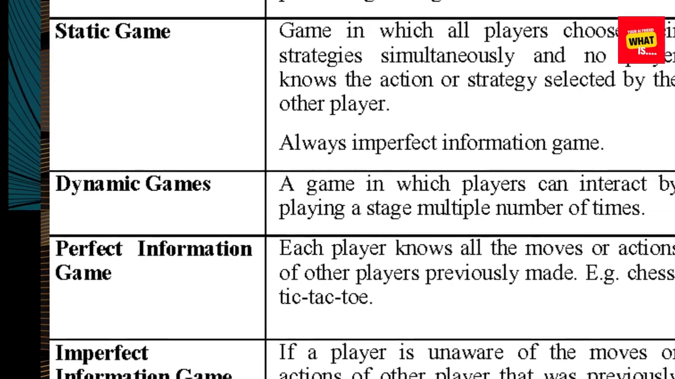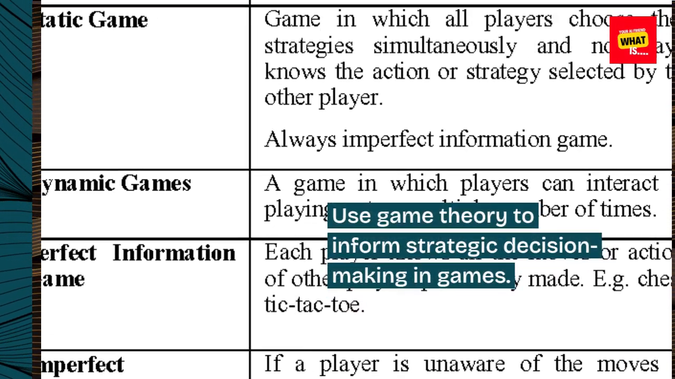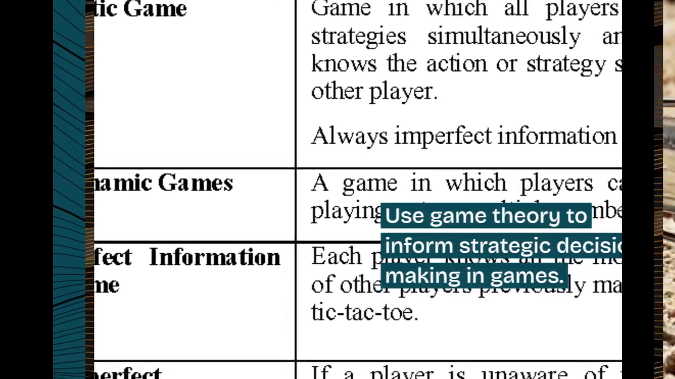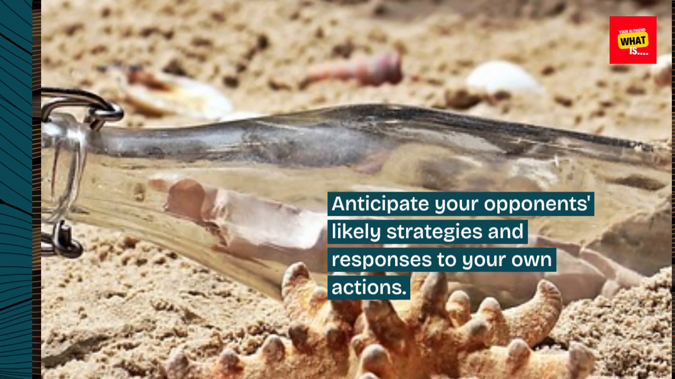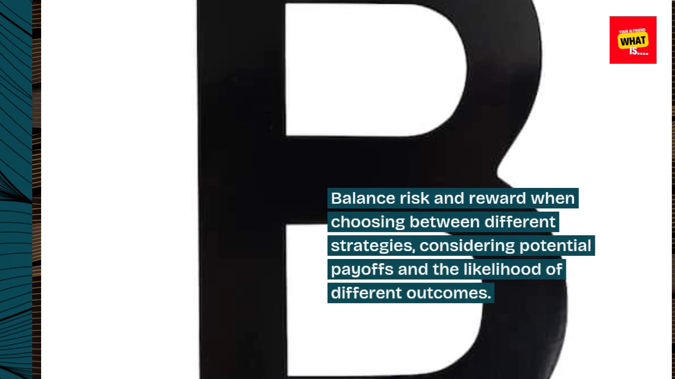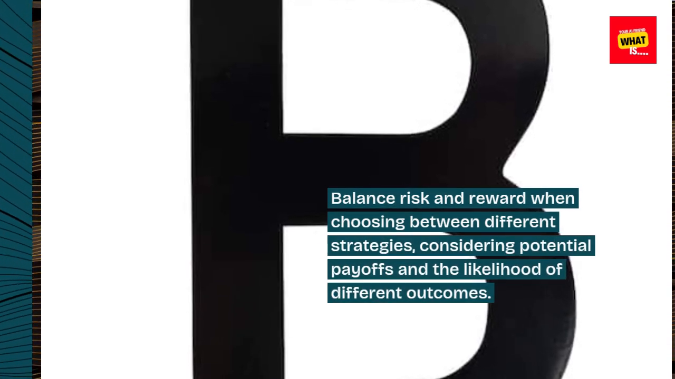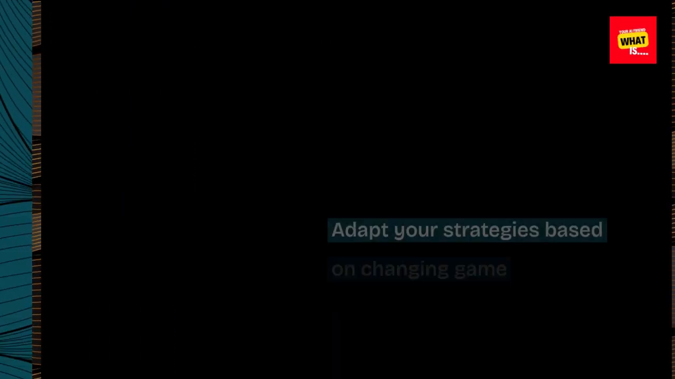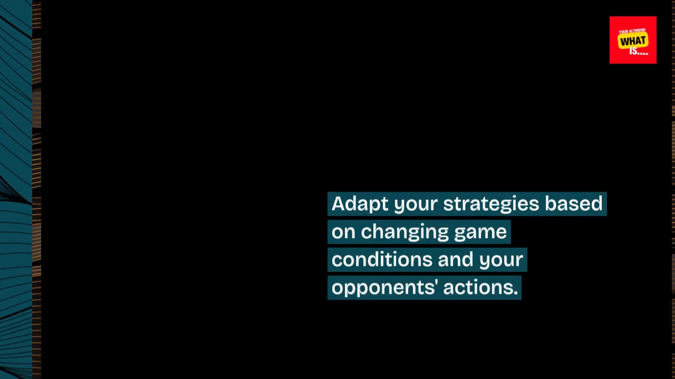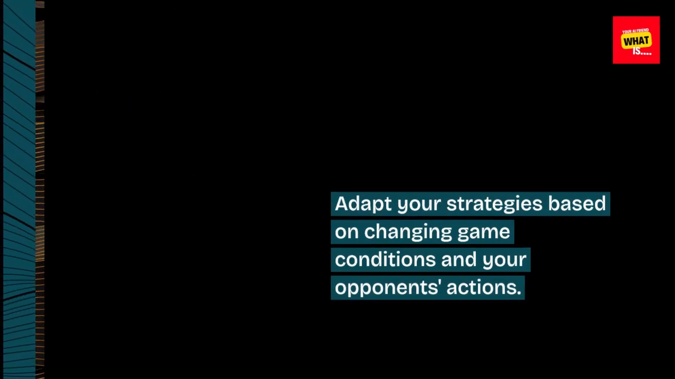Strategic decision-making. Use game theory to inform strategic decision-making in games. Anticipate your opponent's likely strategies and responses to your own actions. Balance risk and reward when choosing between different strategies, considering potential payoffs and the likelihood of different outcomes. Adapt your strategies based on changing game conditions and your opponent's actions.